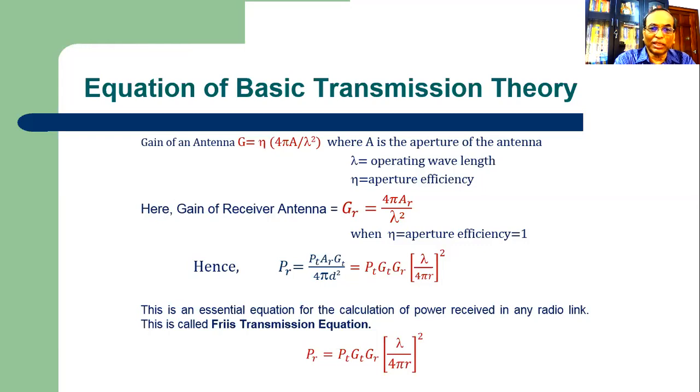This is an essential equation for calculating power received in any radio link. This equation is called the transmission equation. So the power received by the receiving antenna at that station is equal to PT GT GR multiplied by lambda divided by 4 pi R whole to the power 2. This is a very important equation.